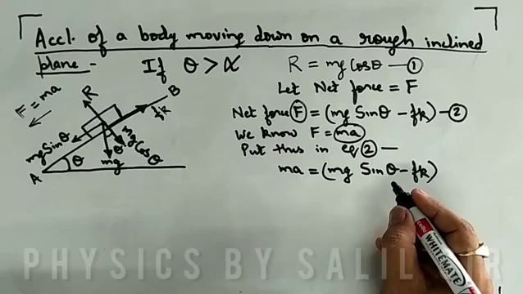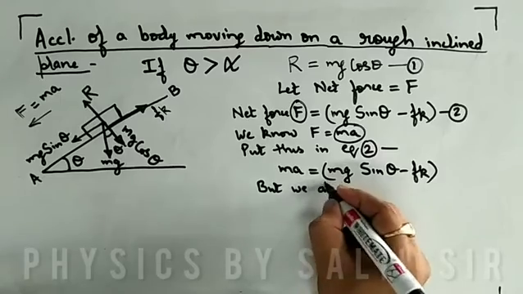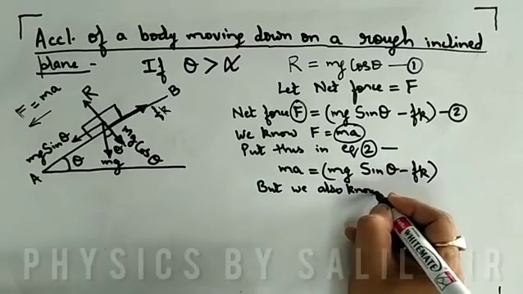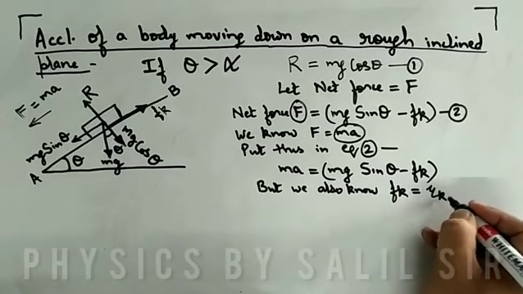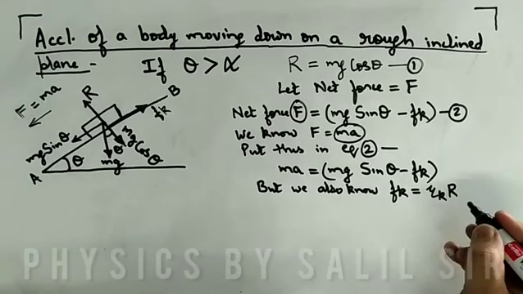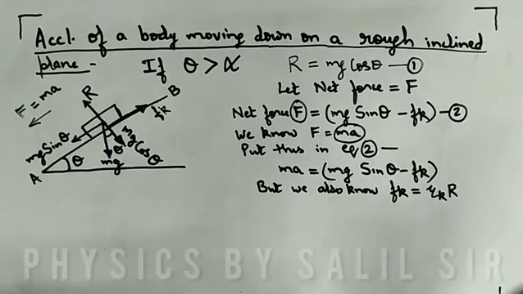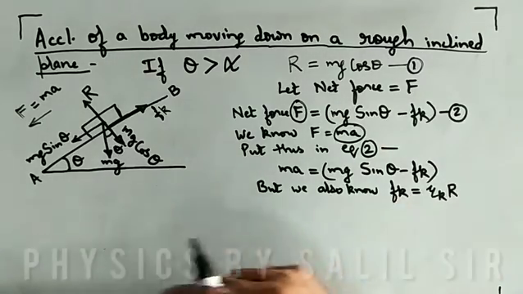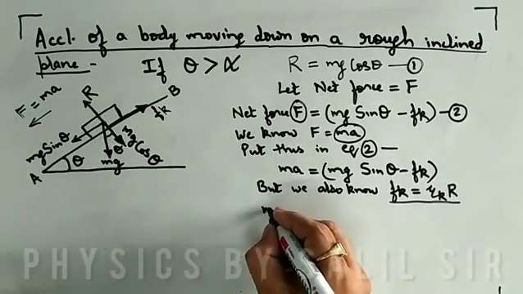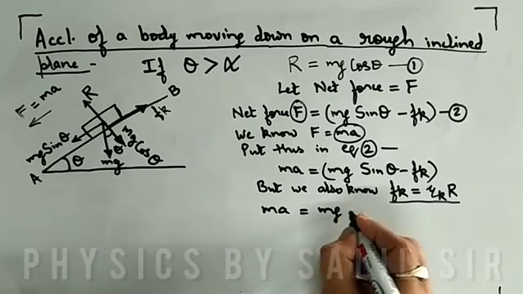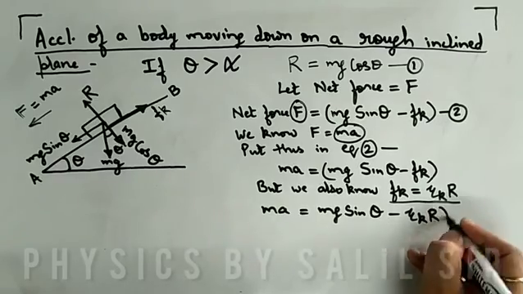But we also know that Fk is equal to mu k into R, meaning the frictional force is the product of the coefficient of kinetic friction and the reactionary force which is acting on the block by the inclined plane. So in place of Fk we can write mu k into R. So finally ma is equal to mg sin theta minus mu k into R.